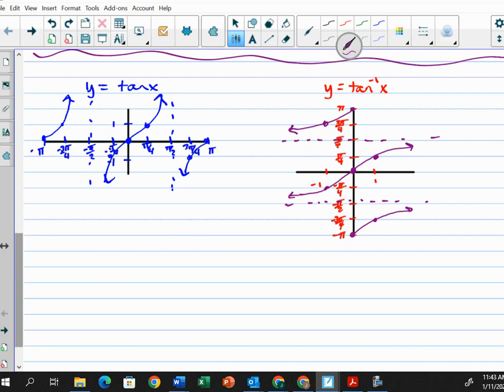Who actually did this the wrong way? Just think about the point pi over 4, 1, over here, right? Look at the direction you're going. So it's going to be 1, pi over 4. I know a lot of you want to just turn your paper and have it look that way, but that's not how inverses work. It's not a rotation of 90 degrees. It's a reflection across the line y equals x.